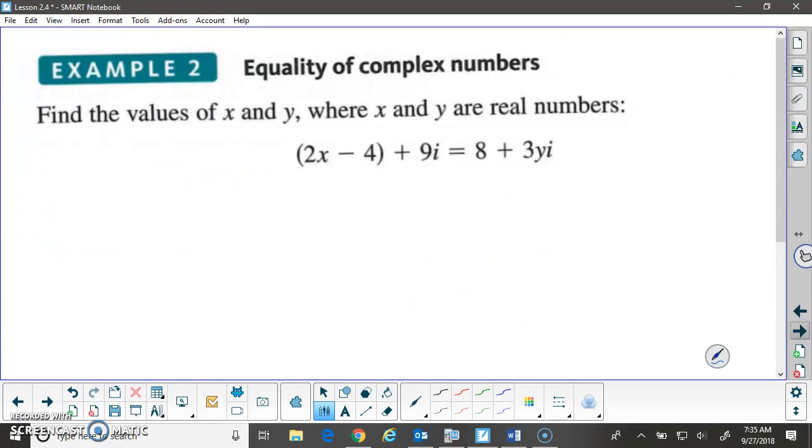The next problem is a little bit tricky. It's pretty straightforward, but it gives a lot of students problems. It says find the values for x and y, where x and y are real numbers. What we're going to have to do is set the real number part, 2x minus 4, on the left side equal to the real number part on the right side. And then we'll have to set the imaginary number part on the left side equal to the imaginary number part on the right side.